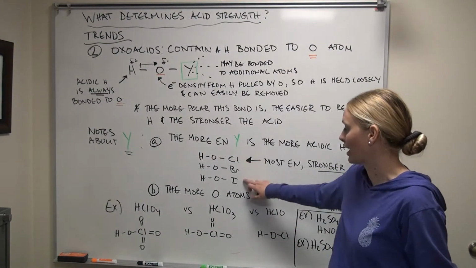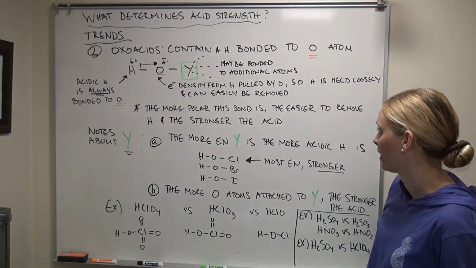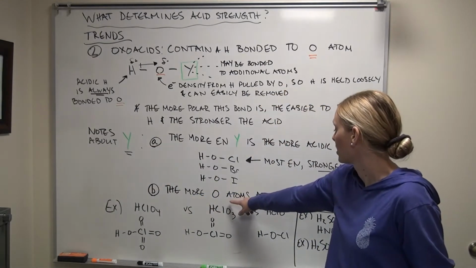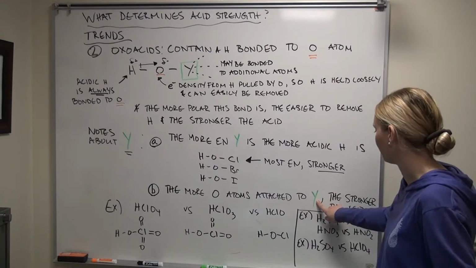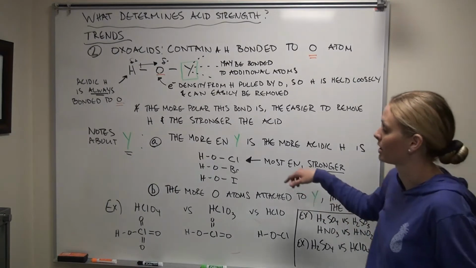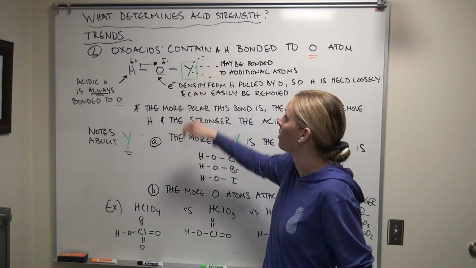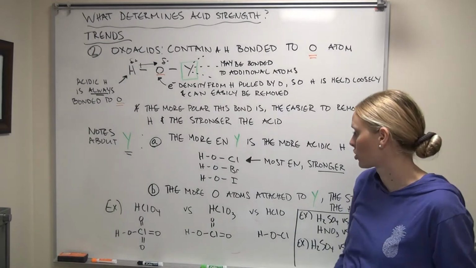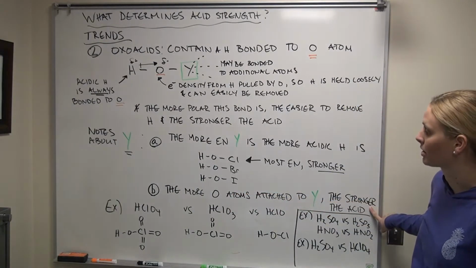Now these are all weak acids, but this is going to be the stronger of those weak acids there. Another thing about Y is the more oxygen atoms that are attached to the Y, the stronger the acid. Usually these other bonds on the Y are additional oxygen atoms. So the more oxygen atoms on the Y, the stronger the acid becomes.